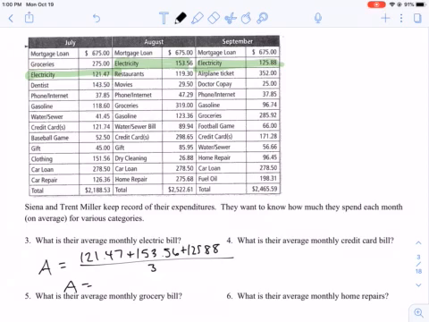And it looks like they spend $133.64. Remember, round to the hundredths place. So your average monthly expense for electric is $133.64.